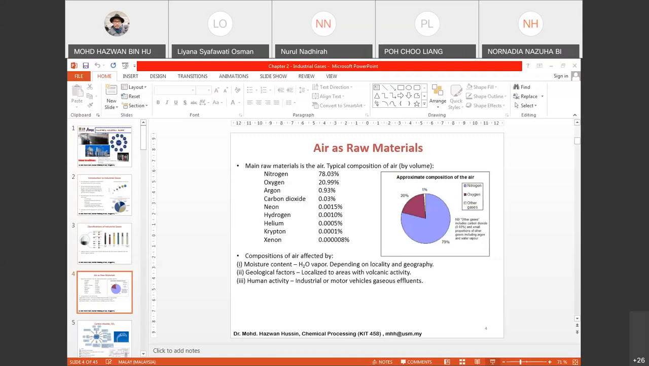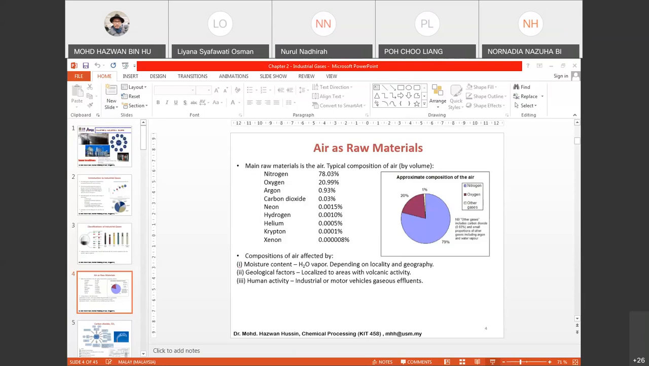For example, you know that carbon dioxide is slightly acidic, okay? If you have some other gas which probably will be harmful to you, you need some buffer or some gas that can neutralize it. So nitrogen will play the role. Of course, apart from nitrogen and oxygen, we also have argon, carbon dioxide, neon, hydrogen, helium, krypton, and xenon.